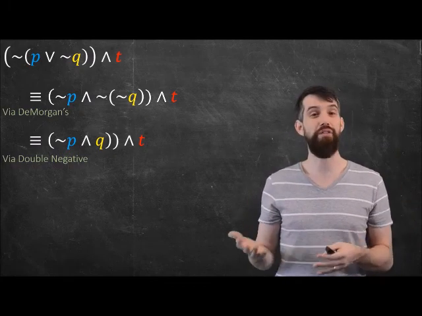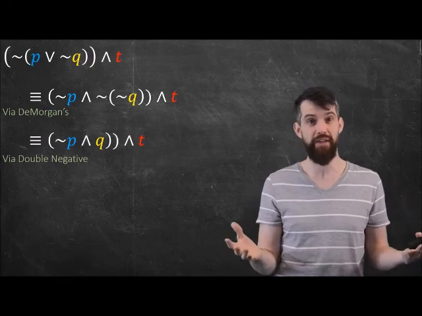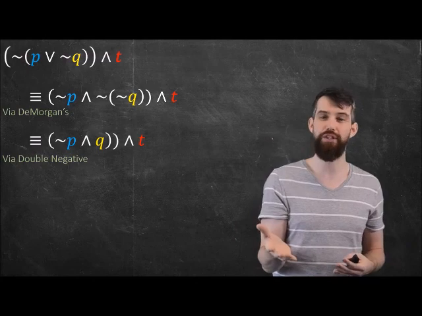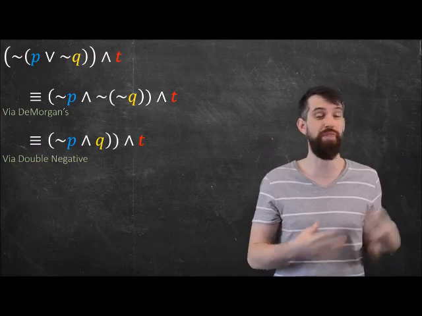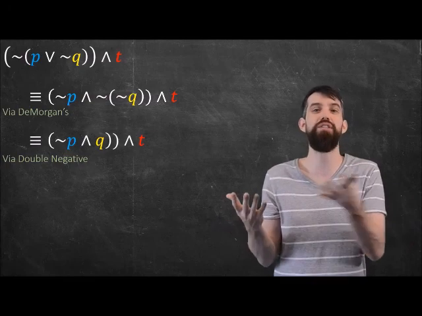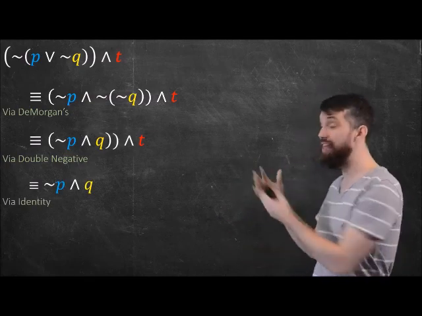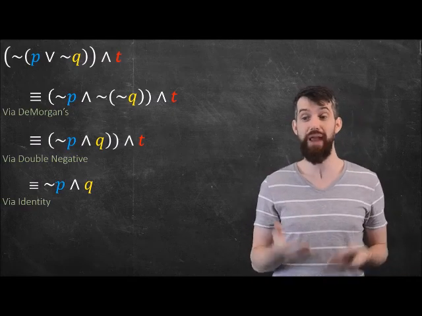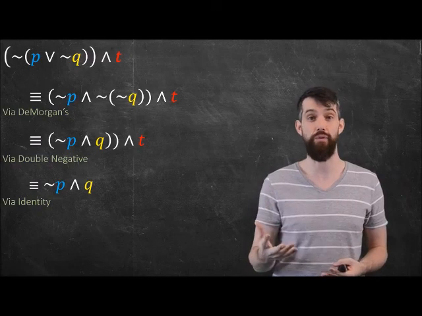Well, one of the rules we had before, an identity rule, is if you have any statement, you go and a tautology, that is exactly true and exactly false based on the original statement. The and a tautology part doesn't do anything. So by this identity law, we can just get rid of the and a tautology thing. And so now we've cleaned it up when we say this is logically equivalent to not P and Q.